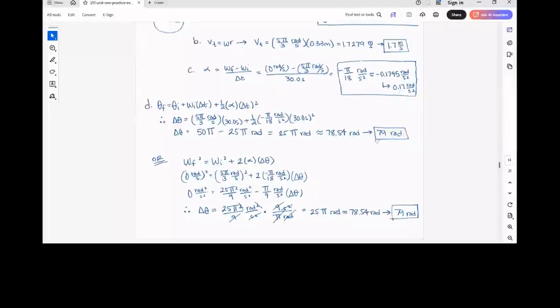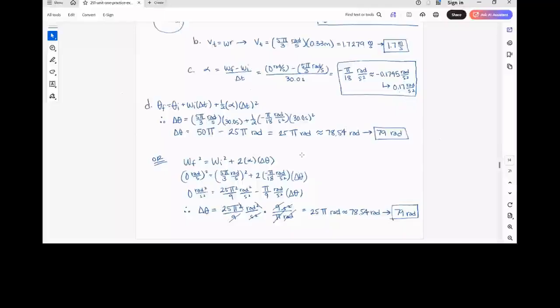Instead of getting a linear distance or a linear displacement in meters, we're going to end up with an angular one in radian. So this first term yields 50 times pi. I have 5 times 30 times pi over 3. The second one is going to yield 25 pi, and I'm subtracting this because the acceleration is negative. So that leaves me with a total delta theta of 25 pi radian. That's approximately 78.5 radian, to 2 sig figs, that's 79.